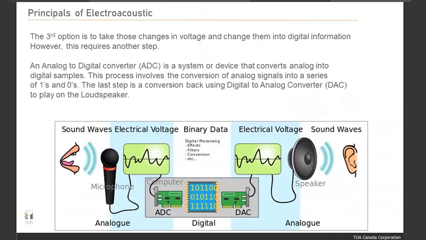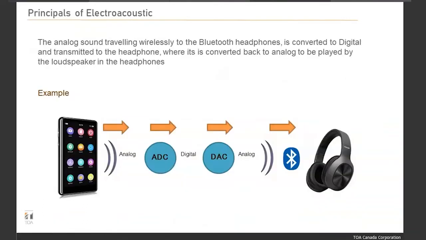An analog to digital converter is a system or device that converts analog into digital samples. The process involves the conversion of analog into a series of ones and zeros, so bits and bytes. The last step is a conversion back using a digital to analog converter, to play on the loudspeaker, which you can see in the process in the drawing at the bottom. Okay, so we'll go to the next slide.